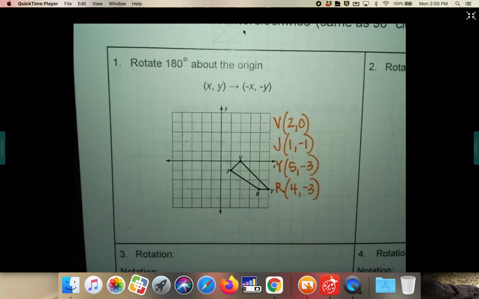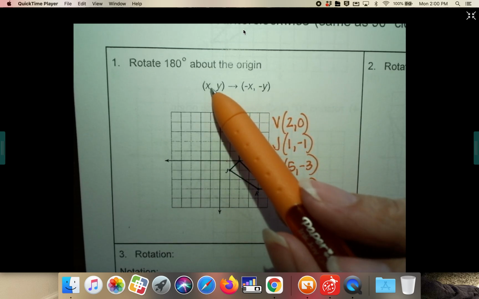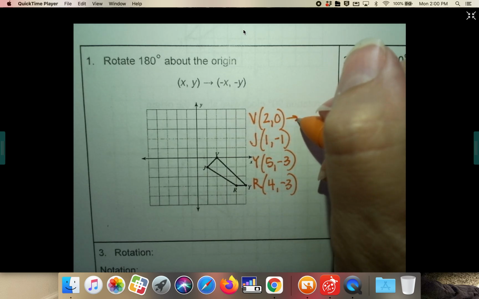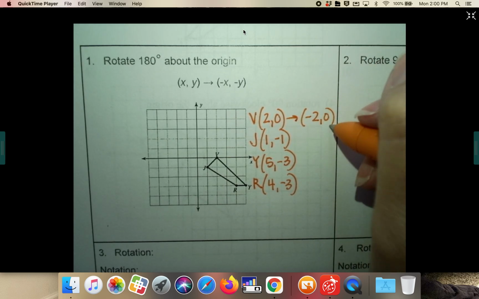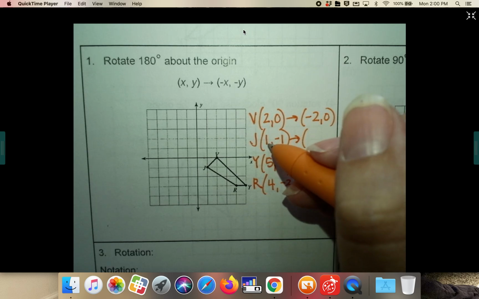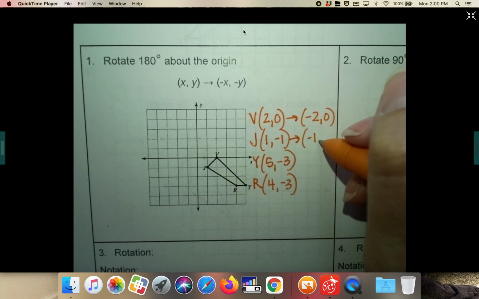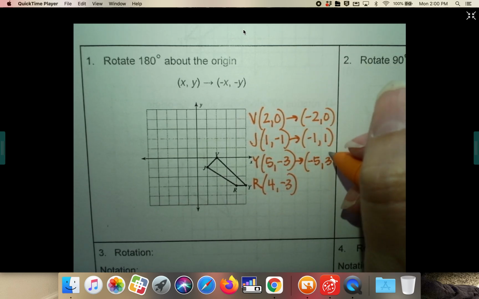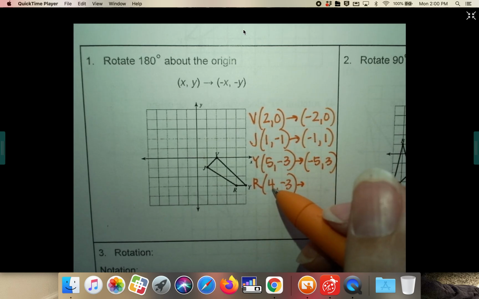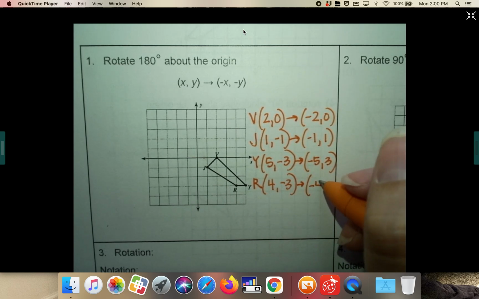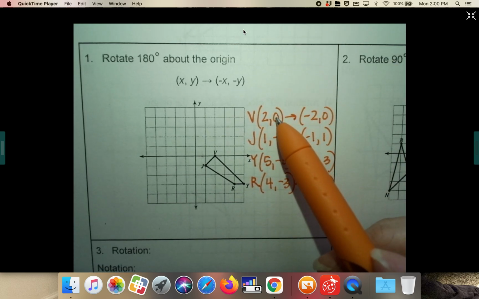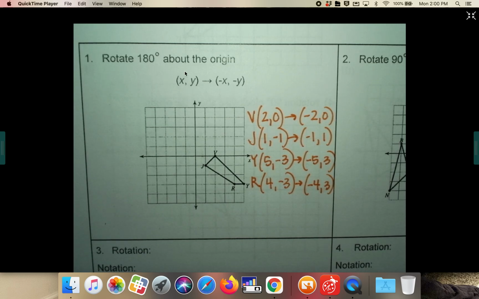Okay, so what you'll remember, hopefully, from a 180 is that they stay in the same order, but they both become opposites. So V prime is going to be -2, 0. J prime is going to be -1, +1. Y prime is going to be -5, +3. And then R prime is going to be -4, +3. See how they all switched from negatives to positives, except 0, because 0 is neutral. So let's go plot them.